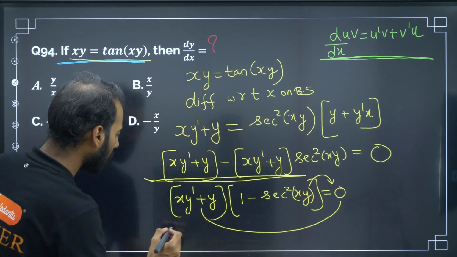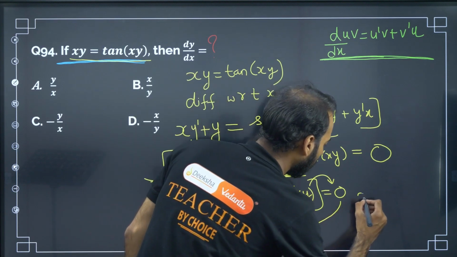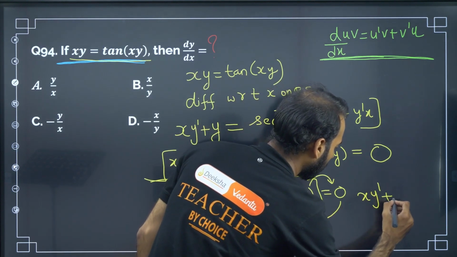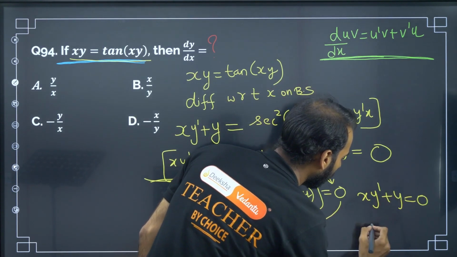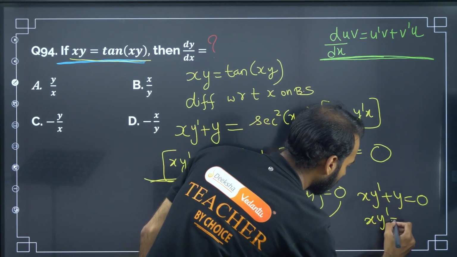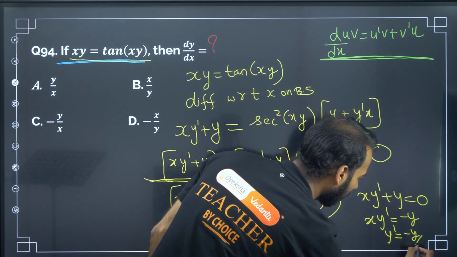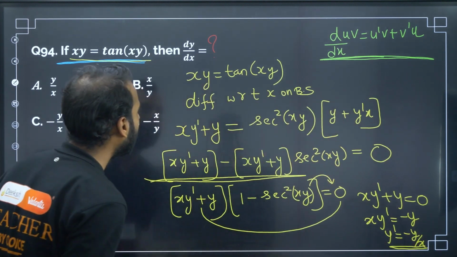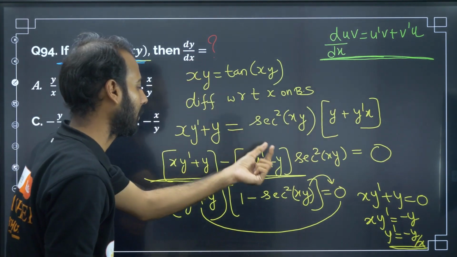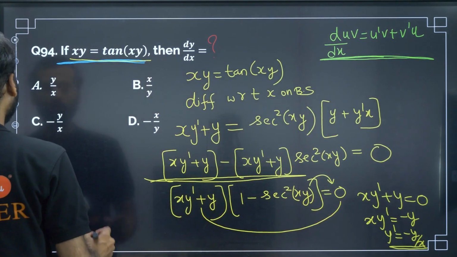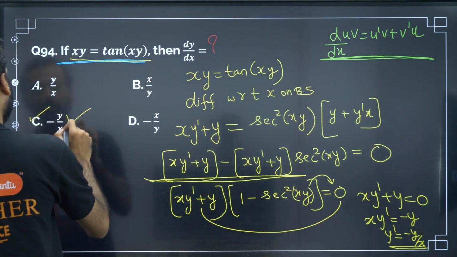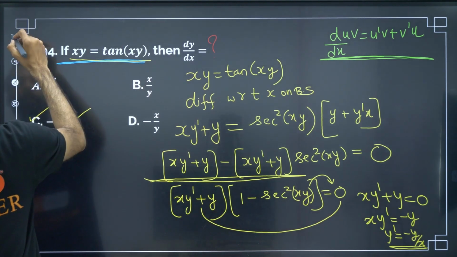Suppose I equate this to 0, then what am I going to get? xy' + y is 0. So xy' is negative y, y' is equal to minus y by x. What are they asking? dy/dx, which means y' is negative y by x. So negative y by x is C. C is the answer. Moving on to the next question.